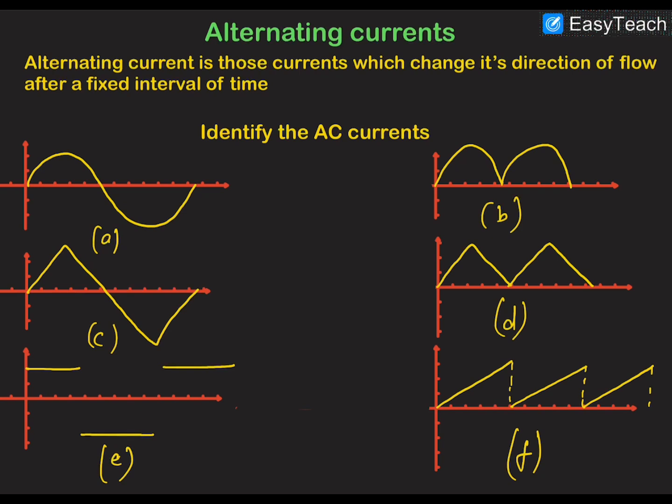In this video, we are starting alternating currents, and first of all, we will be discussing the definition of alternating current and the method to identify the alternating current. So let us know first of all that alternating currents are the currents which change their direction of flow after a fixed interval of time. So these currents are called alternating currents.